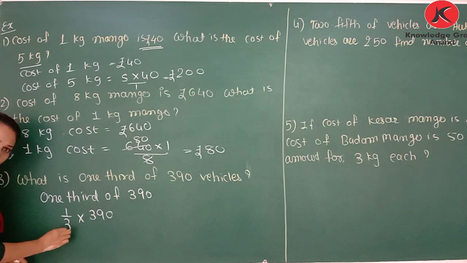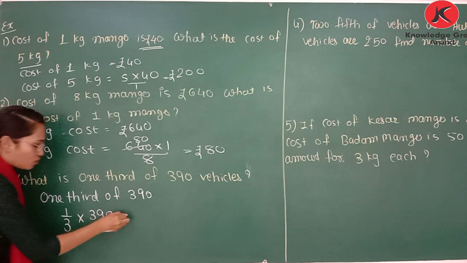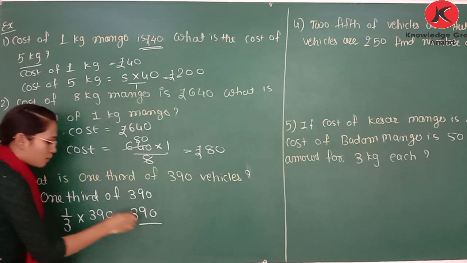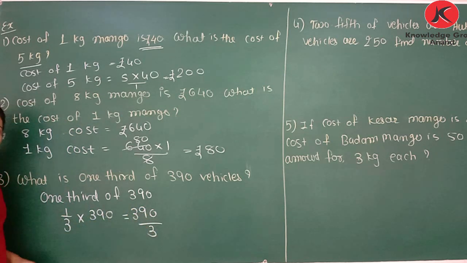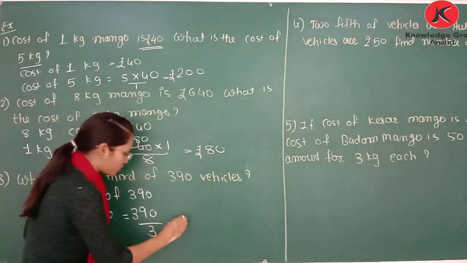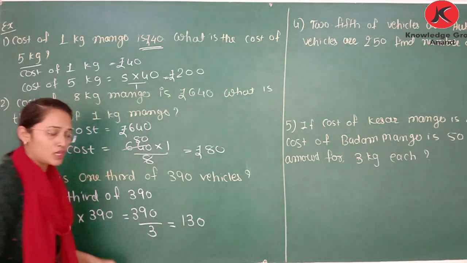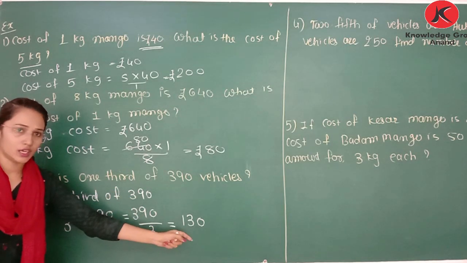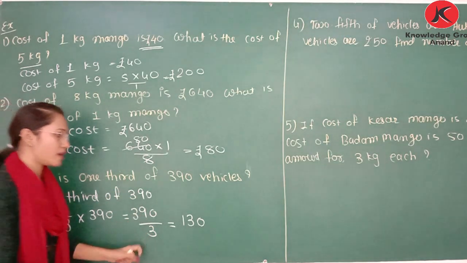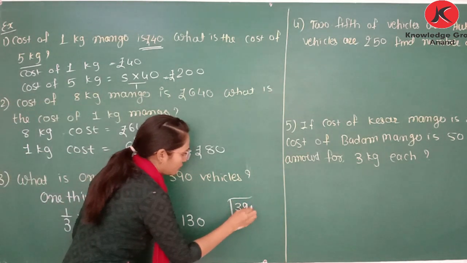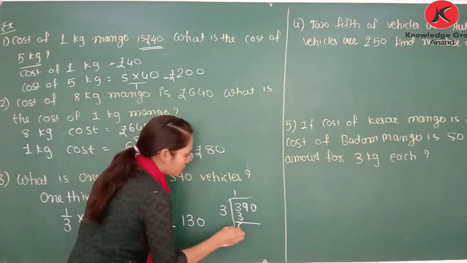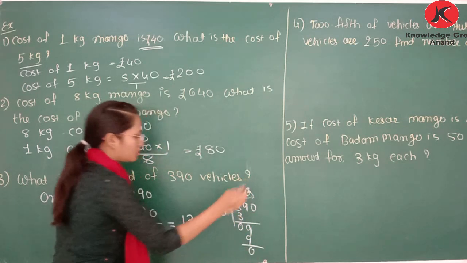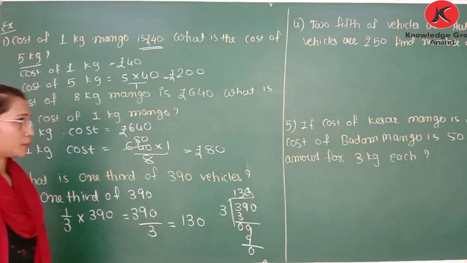390 divided by 3, and 1 is in a multiplication. So you can write 390, 1 is 390 divided by 3. Perform the division, you will get 130. It means 1/3 of 390 is 130 vehicles. Clear? Do the division, 390 divided by 3. 3 1s are 3, 3 3s are 9, and this 0 at the end. So it is 130. Clear?